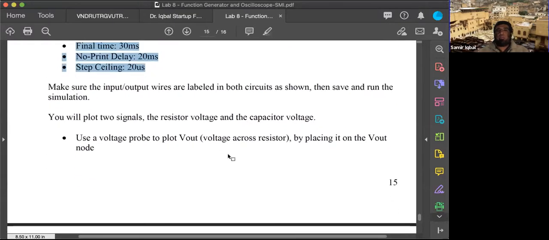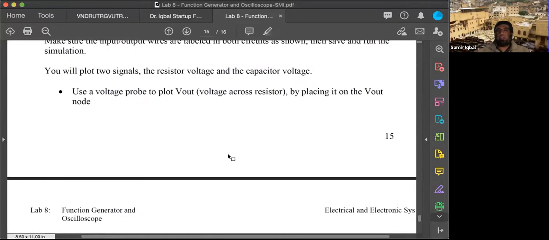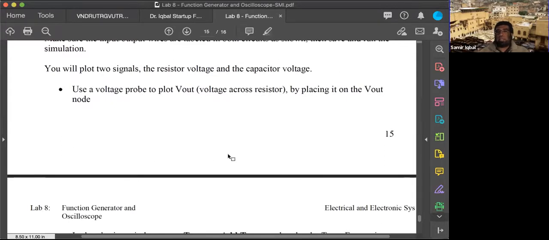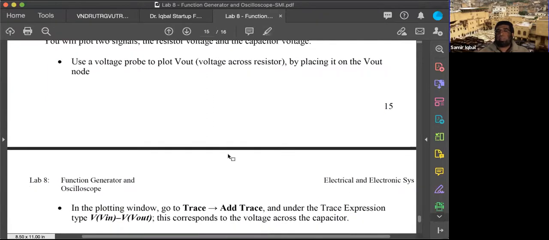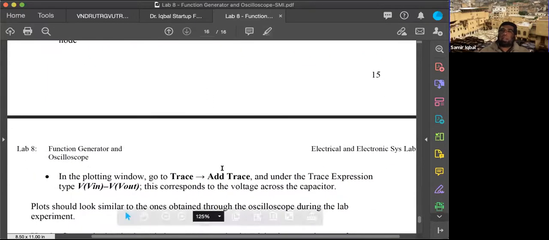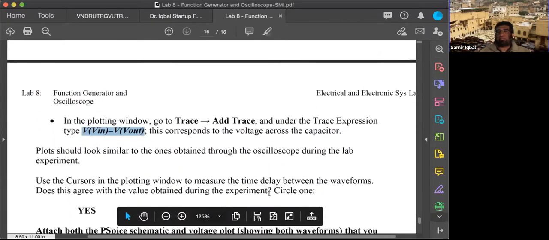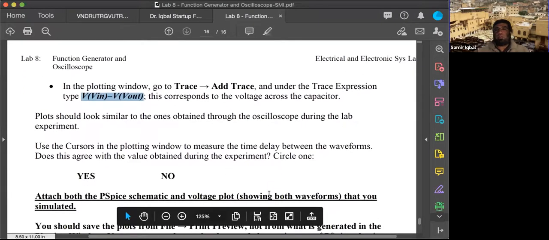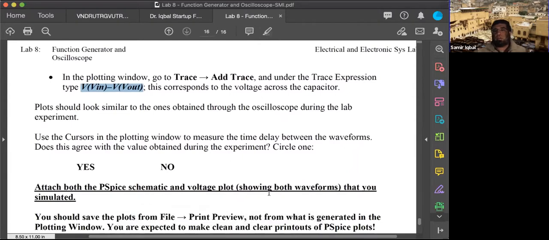And you will now plot two signals, the resistor voltage and the capacitor voltage. You again use voltage, you find the voltage on the resistor, and that will be the V out node. Now in the plot, you would add a trace, and under the trace expression, you would enter V in, V out. So both of them are traced together. We haven't done the lab, but this is where you have to get the screenshot of how it looks.